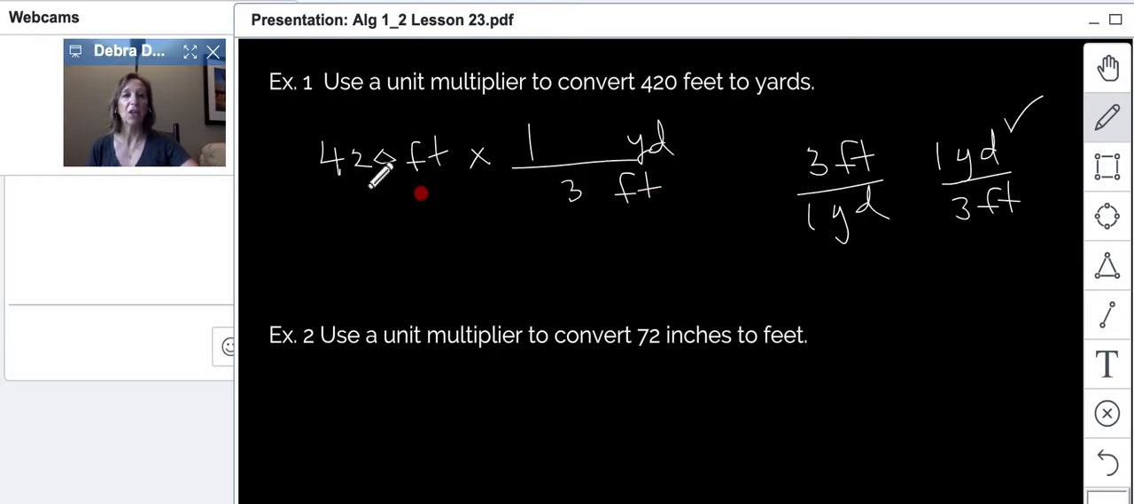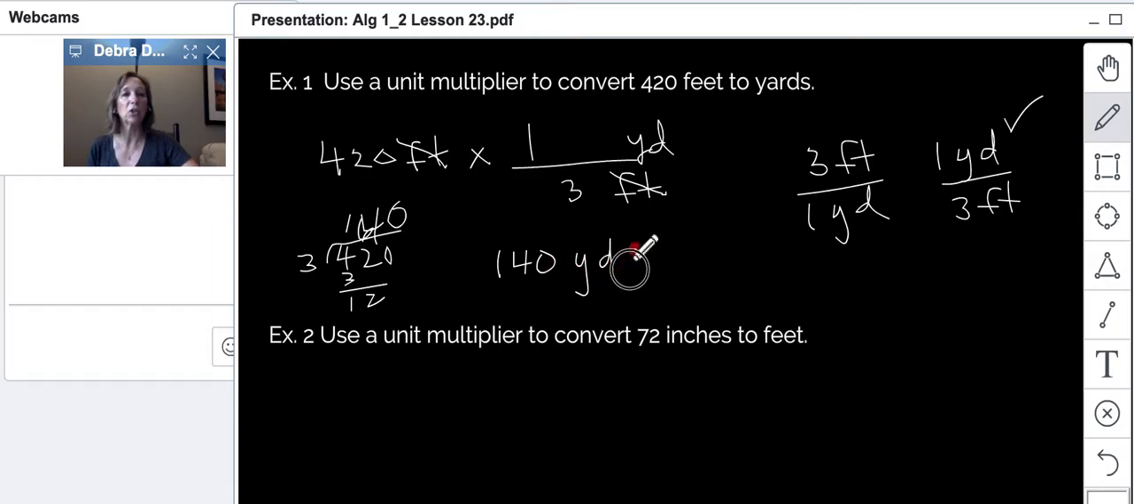You always want to make sure what you start with is diagonal to your unit multiplier. So now this is a little math problem, so we're going to do 420 divided by 3. You can do this on the side, but I'll do this real quick for you. 6, and we get 4, and we get 12, so it's going to be 140. So 420 divided by 3 is 140.